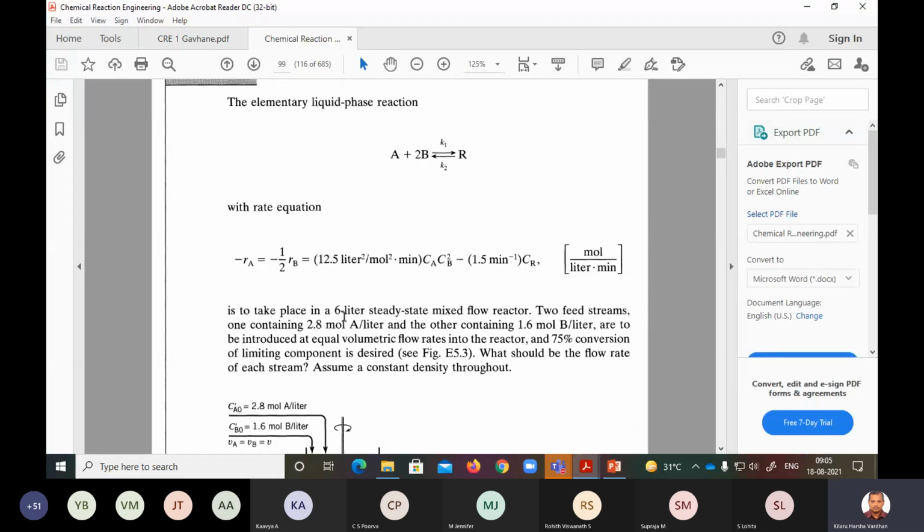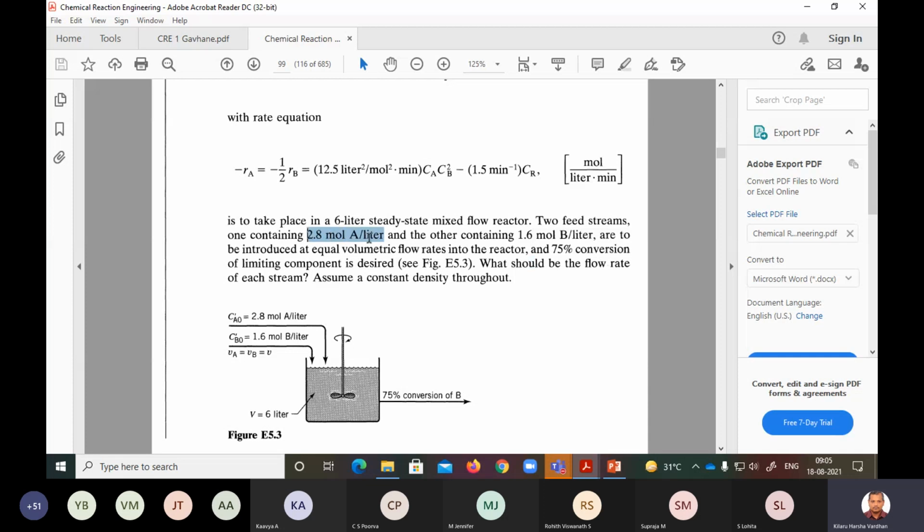So what is the problem? It is to take place in a 6 liter steady state mixed flow reactor. So the volume is given as 6 liters. Two feed streams, one containing 2.8 moles of A per liter and the other containing 1.6 moles of B per liter. So he's giving you moles per liter, that means he is giving you concentrations. Am I right? Both are to be introduced at an equal volumetric flow rate.